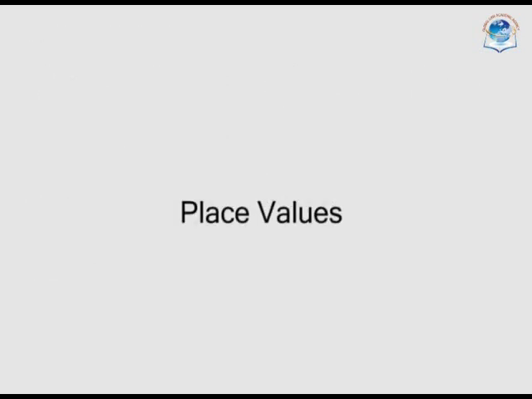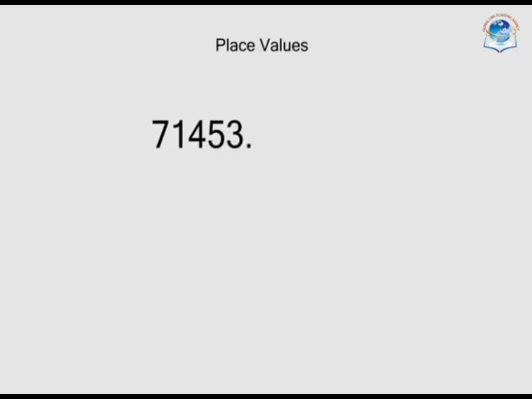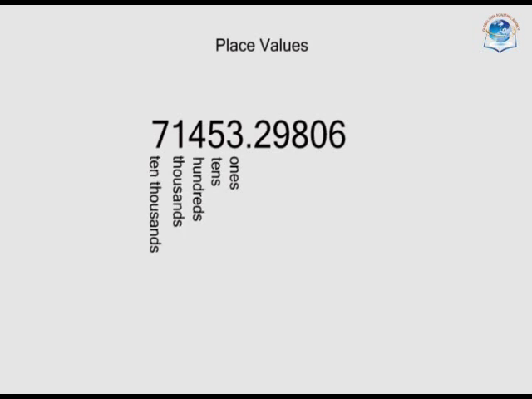Place values. Consider the number 71,453.29806. For the whole number section, the place values are given just as we did previously. So we have ones, tens, hundreds, thousands, and 7 is 10,000s. As for the decimal part, we name them moving towards the right and not left. But the suffix s is replaced by th, and the first digit represents hundredth. There is no oneth. Next is thousandth, and then 10,000th, and so on.